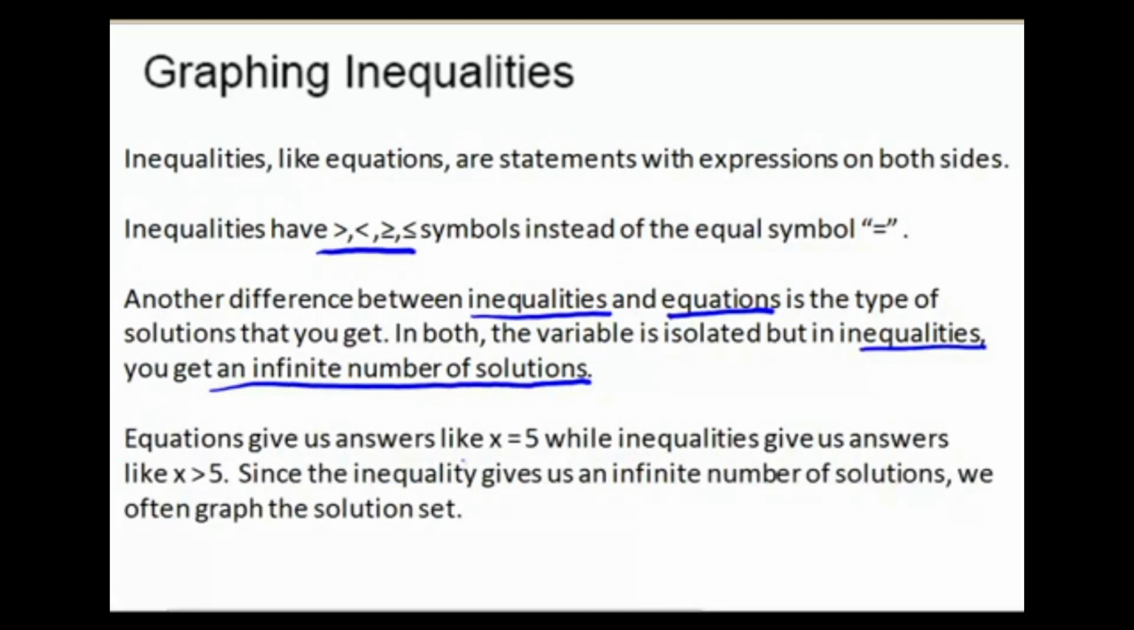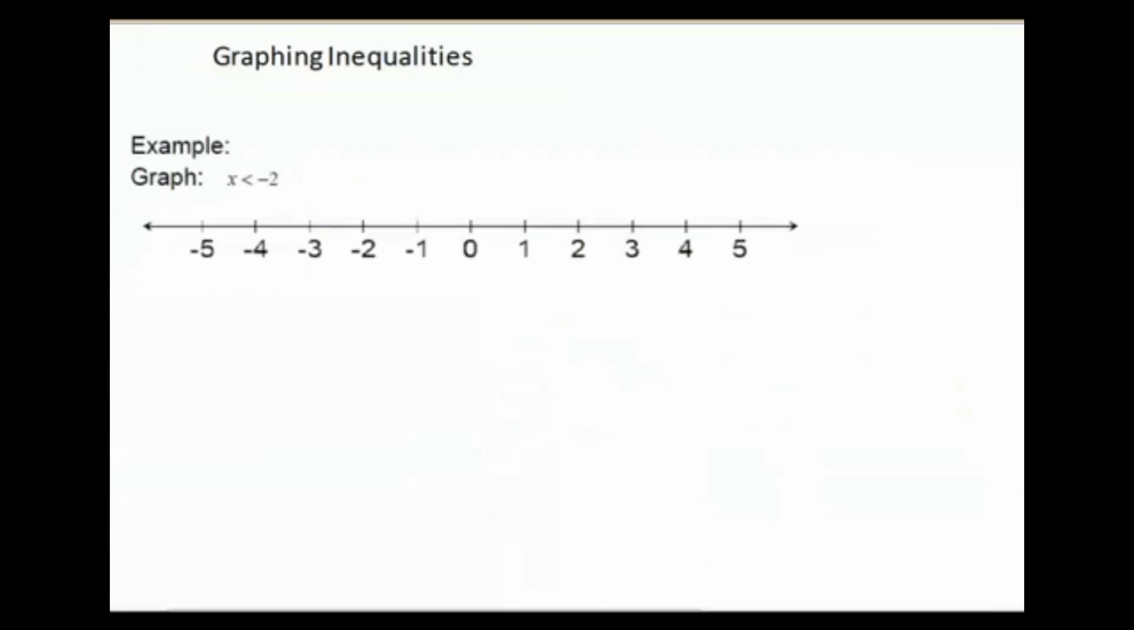Equations give us answers like x equals 5, while inequalities give us answers like x is greater than 5. Since the inequality gives us an infinite number of solutions, we often graph the solution set. Let's look at this example. We're going to graph x is less than -2.